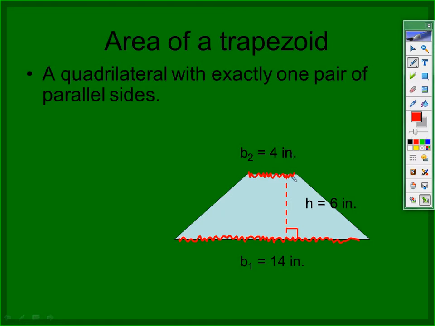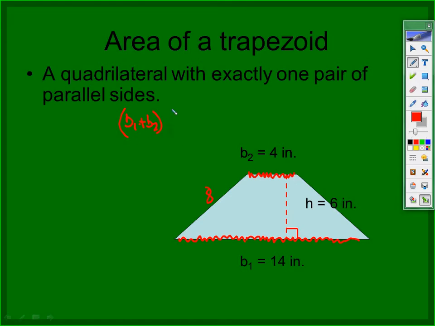The height of your trapezoid is always perpendicular to your 2 bases. So if this were given as a length of 8, that would have no meaning in finding the area, because I want the height that is actually perpendicular to my bases. To find the area of a trapezoid, you just simply take the average of your bases, which means I must add them together and divide by 2.